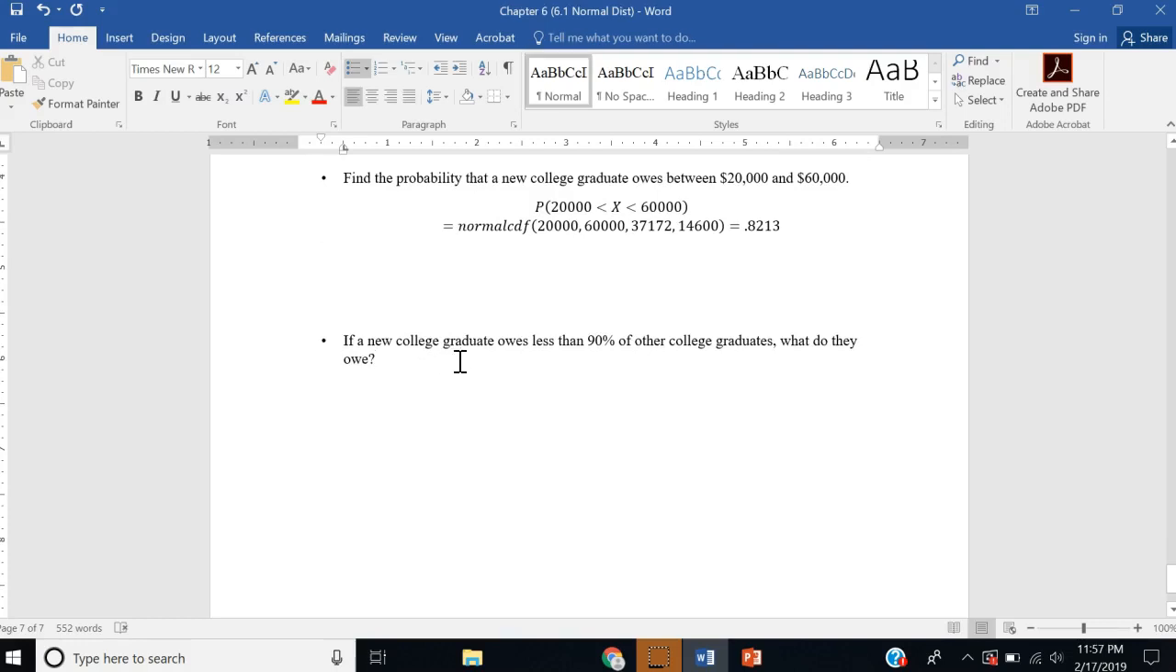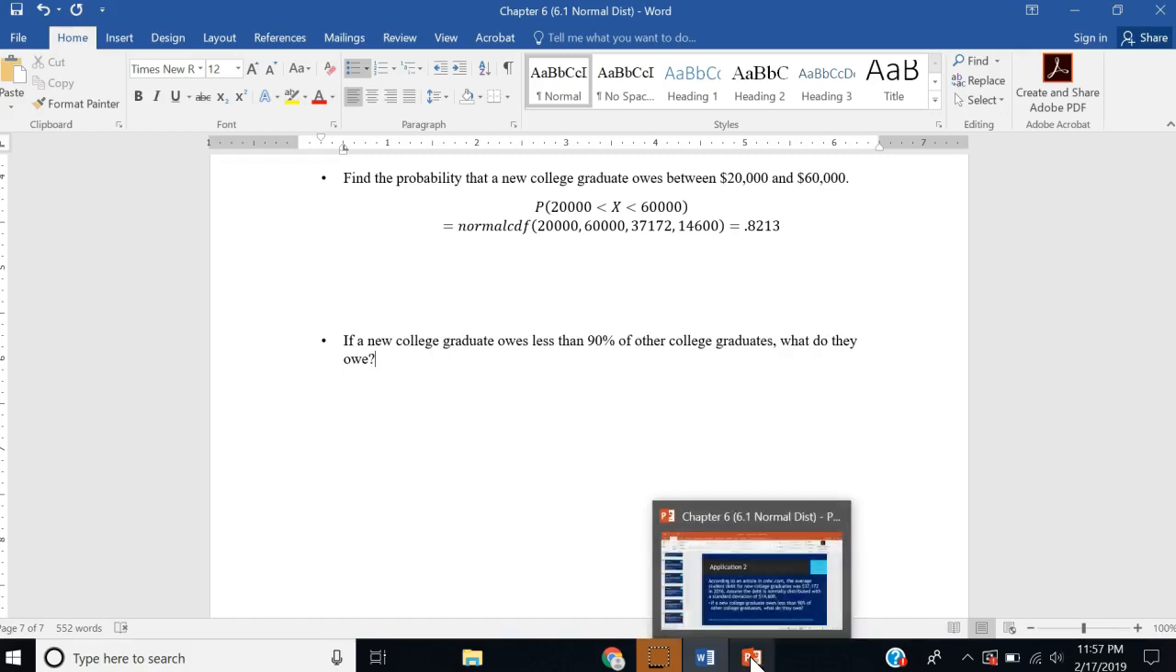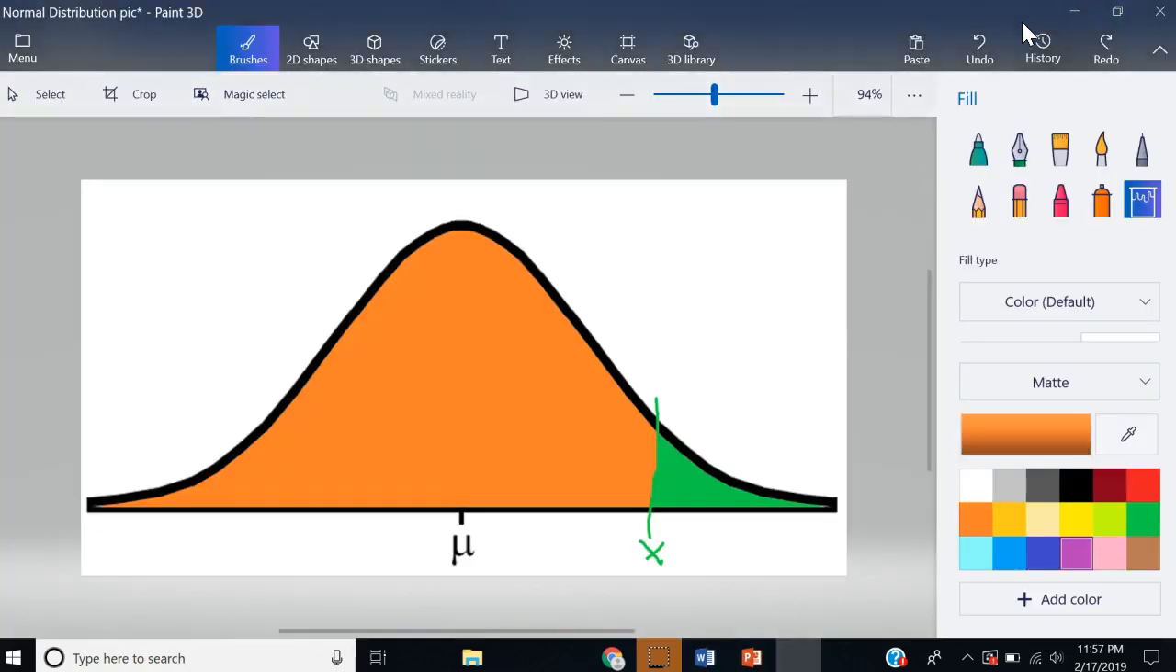All right, it says if a new college graduate owes less than 90% of other college graduates, what do they owe? Now, first off, we should say this one's different. This one is not finding probability, but rather finding the x value. Okay, hopefully you read that. So how does this work? Again, what are we going to do? We're going to have a couple of options.